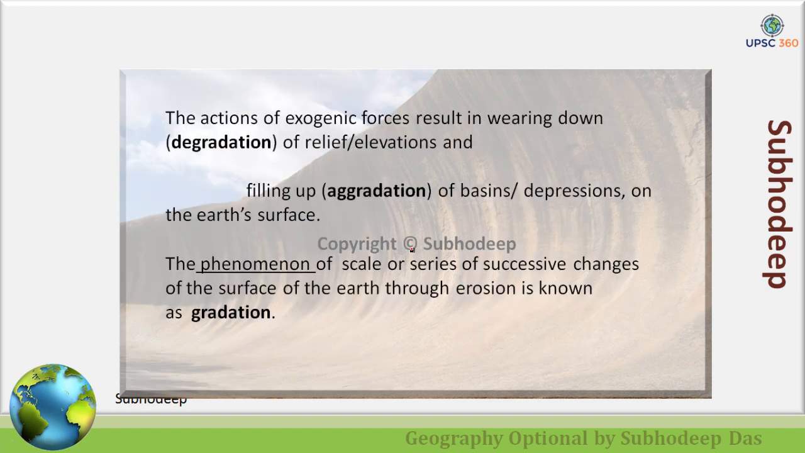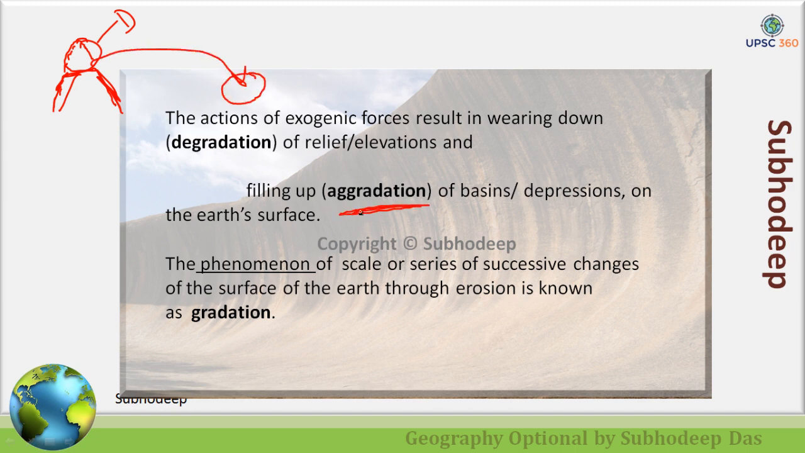The actions of exogenic force result in wearing down, that is, degradation of relief features, right? Say, for example, firstly the mountain is like this. After degradation the mountain is like this. So here the degradation has happened, but this portion of earth is being deposited somewhere else. So there, what is happening?